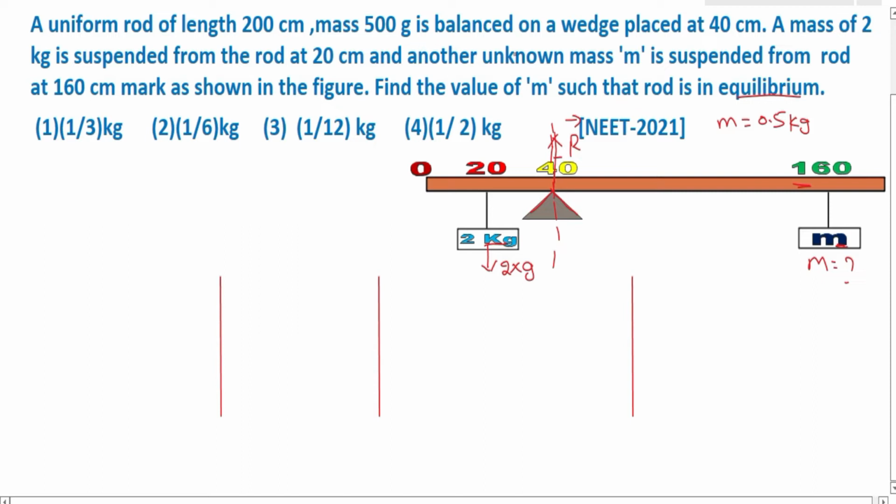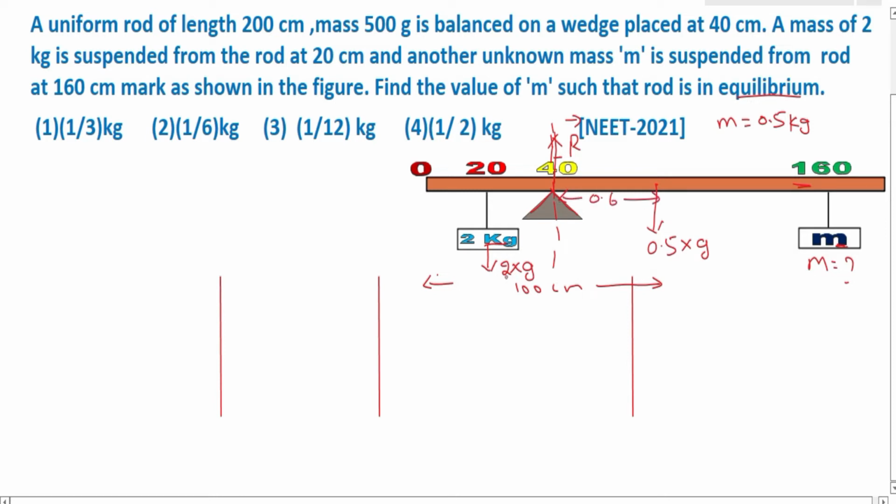Next, he gave the mass of the rod as 0.5 kg. The weight of this rod will act at the center of mass, in downward direction, and its weight will be mg, that is 0.5 into acceleration due to gravity g. This weight will act at a distance of 100 centimeters from the starting of the rod. 100 centimeters from the starting of the rod means 60 centimeters from my axis, and 60 centimeters is 0.6 meters.